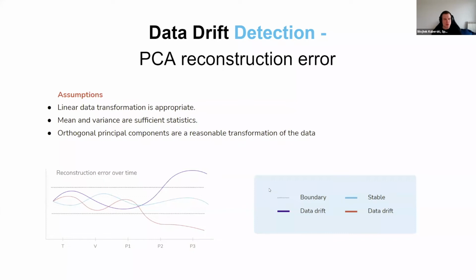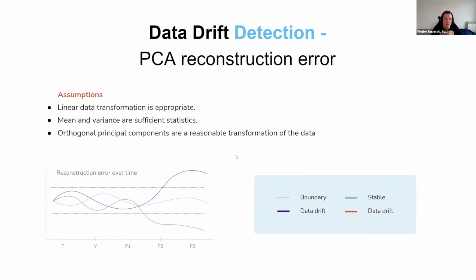So let's start with quick assumptions of PCA. So first of all, we need to assume that the linear data transformation is appropriate for our data set. We need to assume that the mean and variance are reasonably sufficient statistics to represent the data, and that orthogonal principal components are, again, a reasonable transformation of the data. It doesn't need to be perfect, but it needs to be good enough. As you probably know, in practice, PCA is a reasonable dimensionality reduction technique, even if some of the assumptions are violated. So we're going to do what I just described.